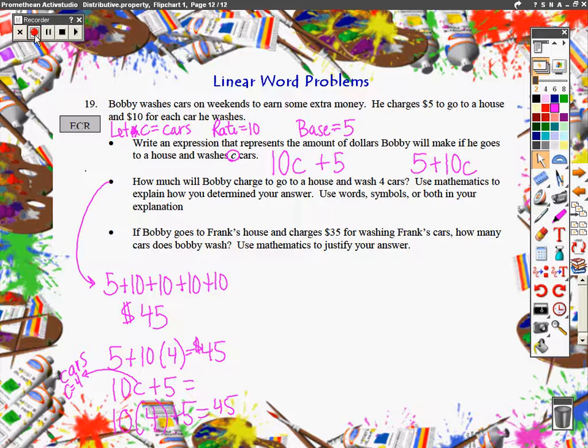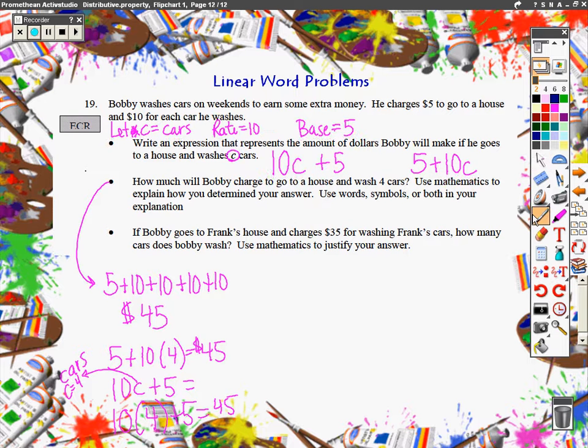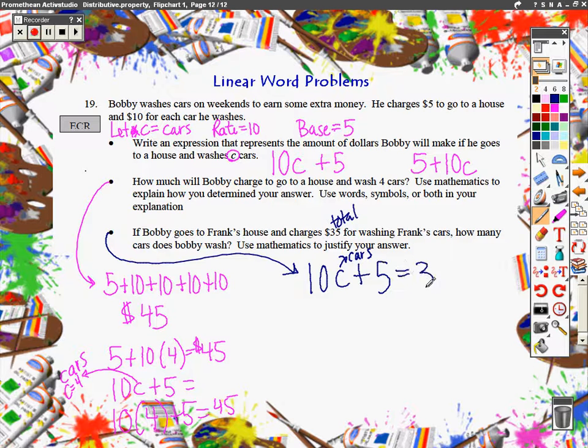So let's take a look at this last one. I'm going to change colors just so you can see the difference. I'm talking about this last dot. I'm going to come right over here. If Bobby goes to Frank's house and charges $35 for washing Frank's cars, how many cars does Bobby wash? I'm going to go back to the original expression that I started with. And I need to know what everything represents. What does the C represent? That's cars. $35? Those aren't cars. So I can't put the 35 where the C is. This 35 is my total. So I'm going to make this equal to 35.